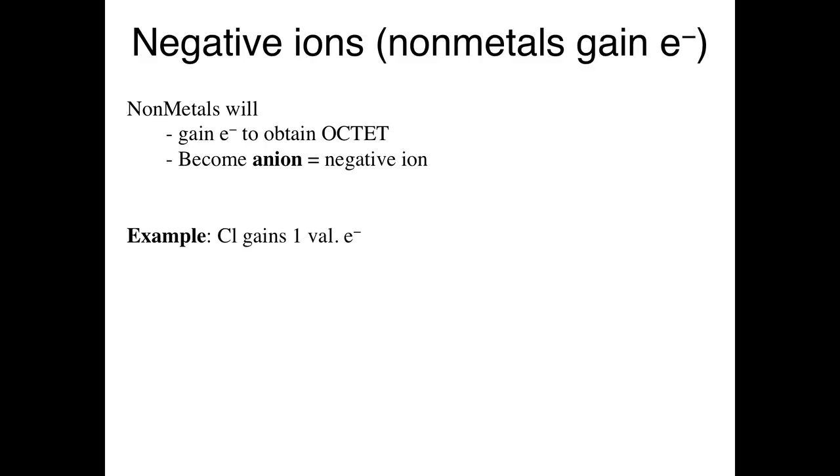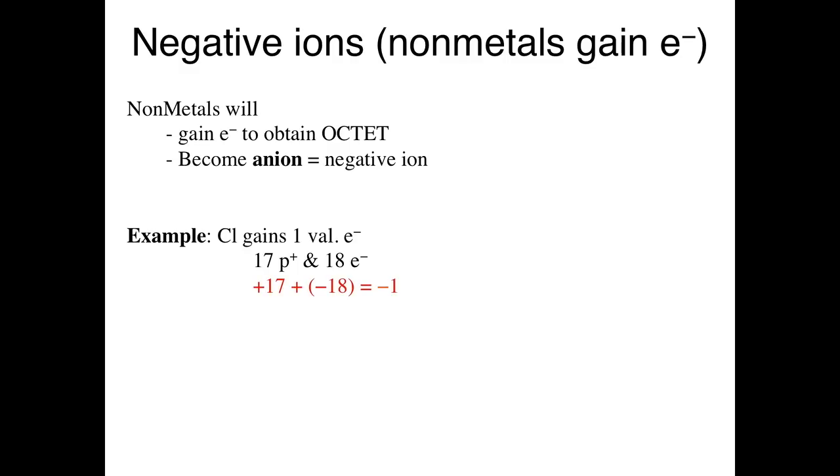And in order to obtain noble gas electron arrangement, it must gain 1 electron to have 8 electrons as its valence shell. To start off, chlorine is element 17, so it has 17 protons and 17 electrons. If it gains one more electron, it is going to have a total of 18 electrons.